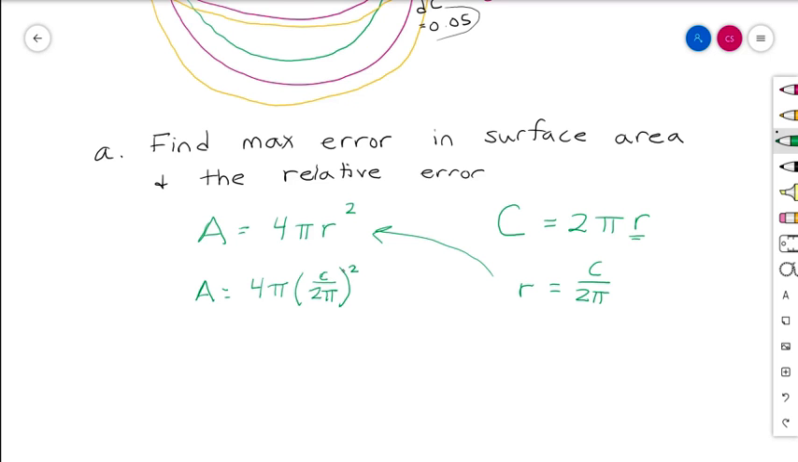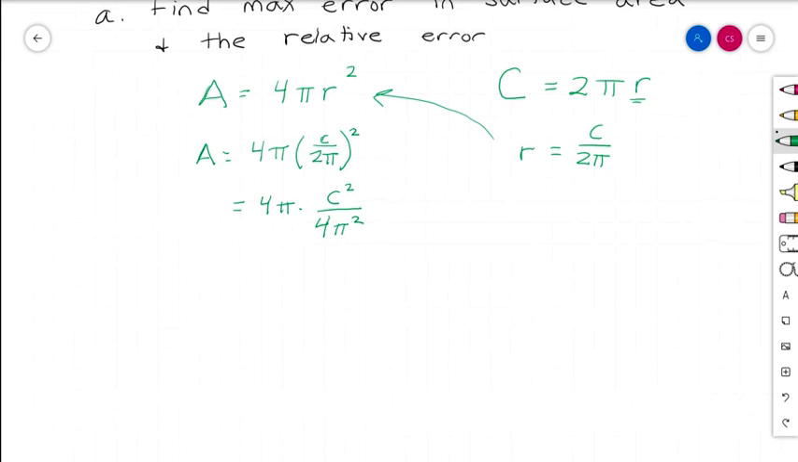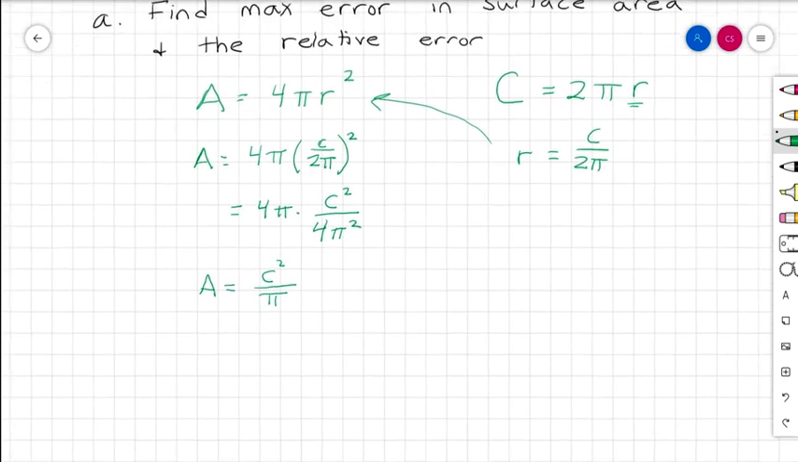So this is going to become c squared over 4 pi squared. And then we can cancel some things. We can cancel a 4 pi, and we're left with c squared over pi. So now we have our surface area as a function of the circumference. All right, so now we have to find the error in surface area.